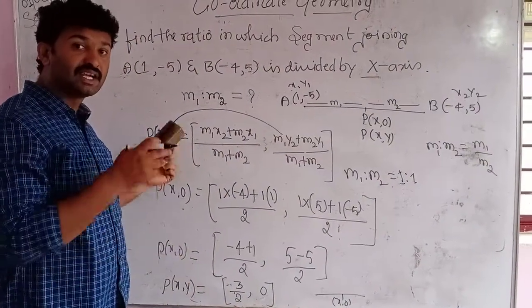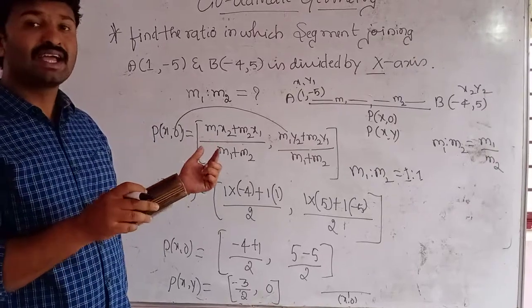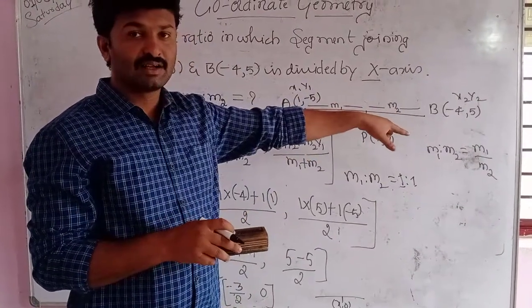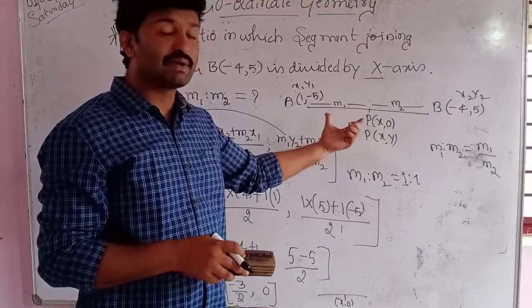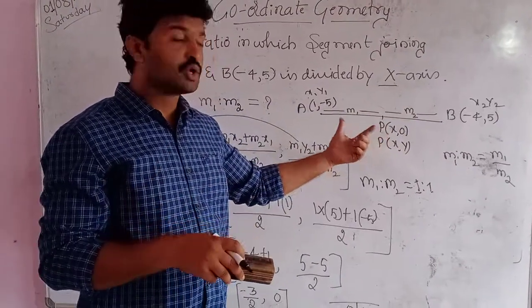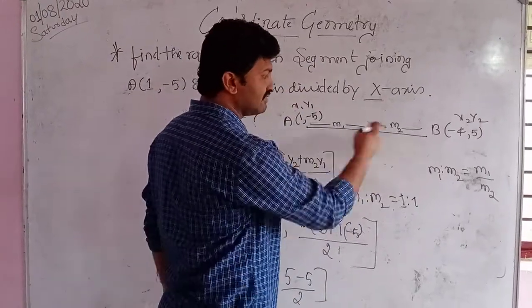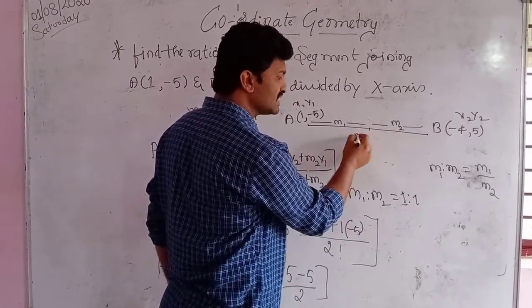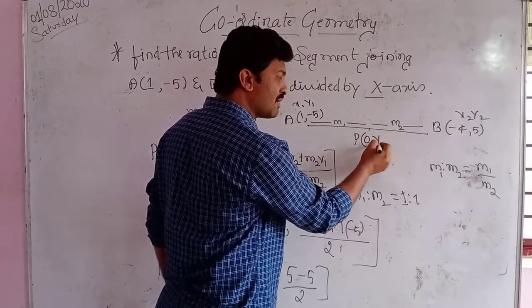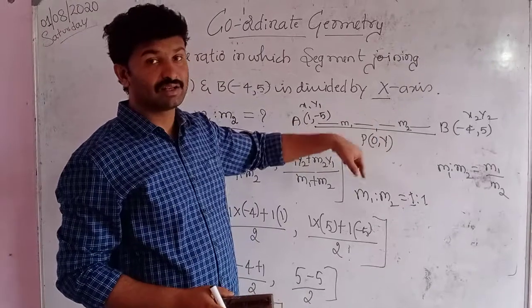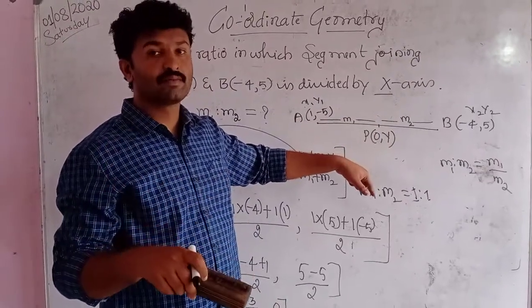Here it has given the line segment is divided by the x-axis. In the case, if the line segment is divided by the y-axis, means you have to consider the points as 0, y. Then we have to find out the y value again after getting the ratio.